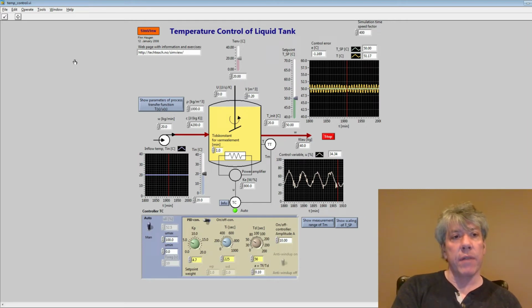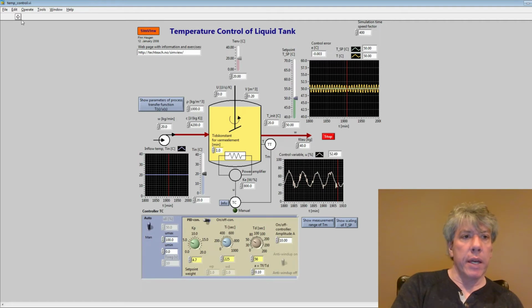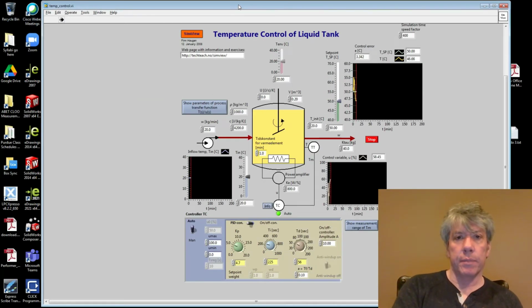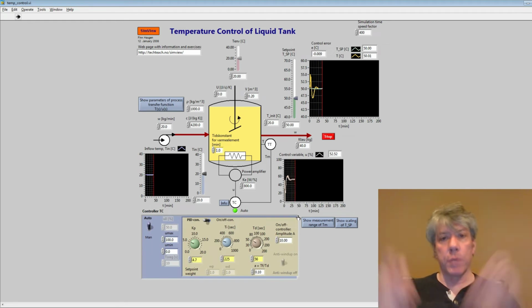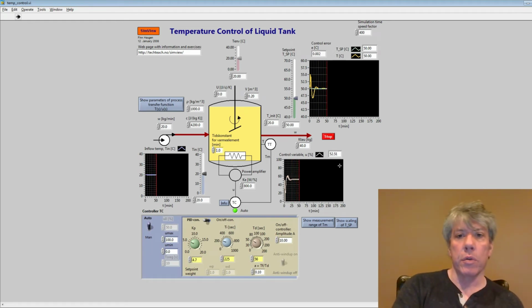But now, if I reset my simulator, let's remember 4.7, 225, and 56. If I completely reinitialize everything, which is, again, good practice, what was that? 4.7, 56, and 225, I think. Put it into automatic mode, turn it on. Then I should have so-called good response, or Ziegler-Nichols tuned response.